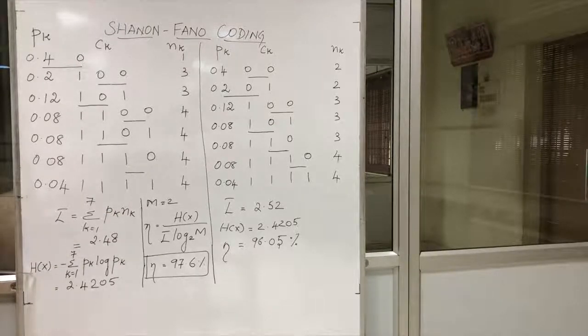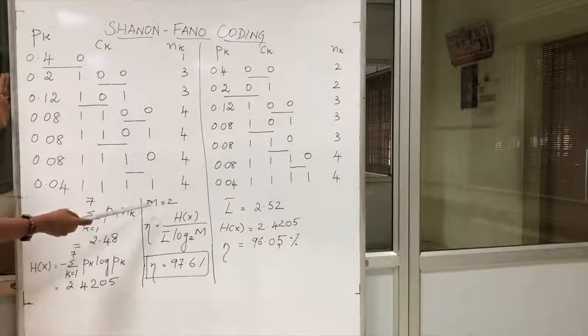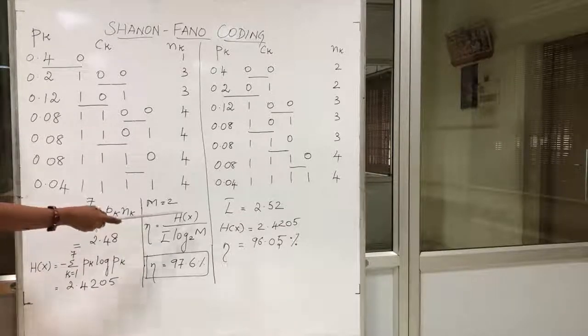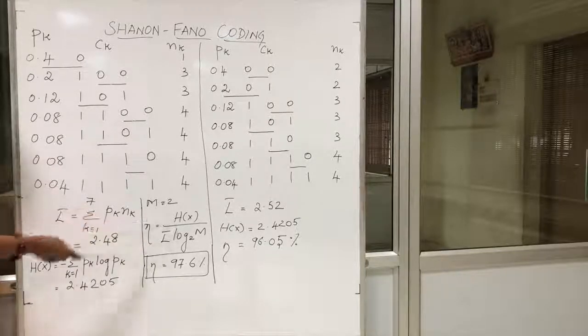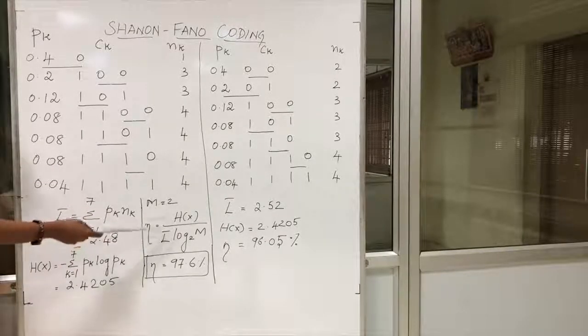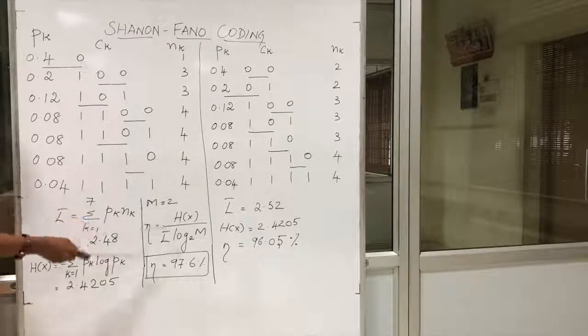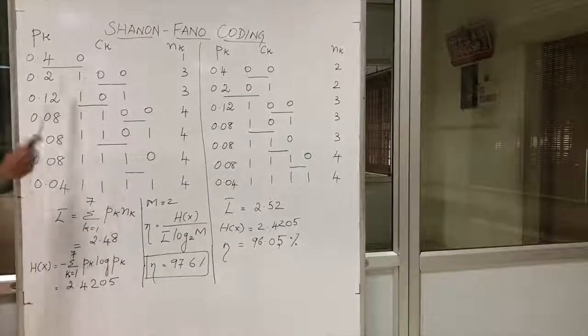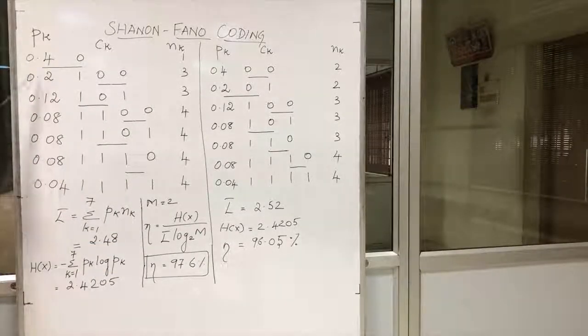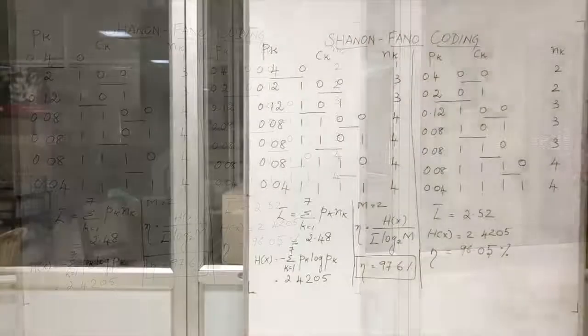Now for this, the entropy is calculated: minus summation pk log pk, with log to the base 2. When we substitute, the answer is found to be 2.4205. Now this is a binary encoding scheme, so m is equal to 2, and the efficiency formula is H(X) divided by L bar log m to the base 2. H(X) is 2.42 and L bar is 2.48. As per this, the efficiency is calculated to be 97.6%. This is by following one method, where we have segregated 0.4 and 0.6.